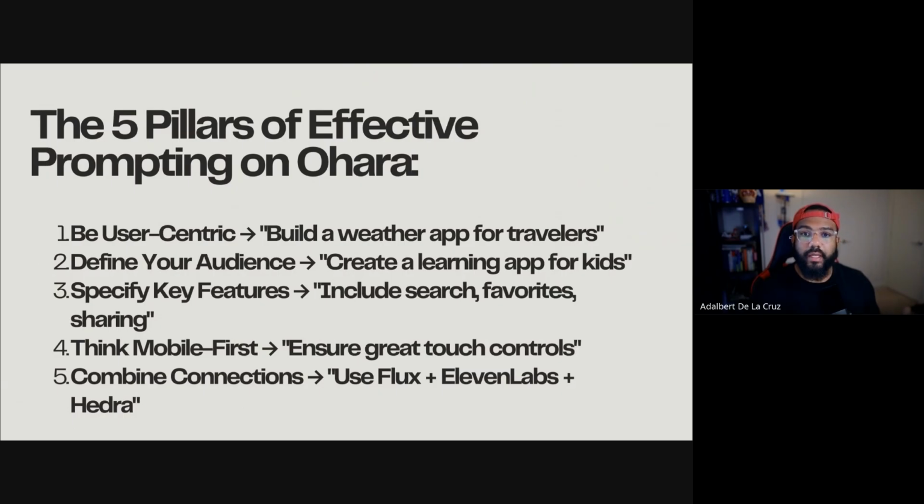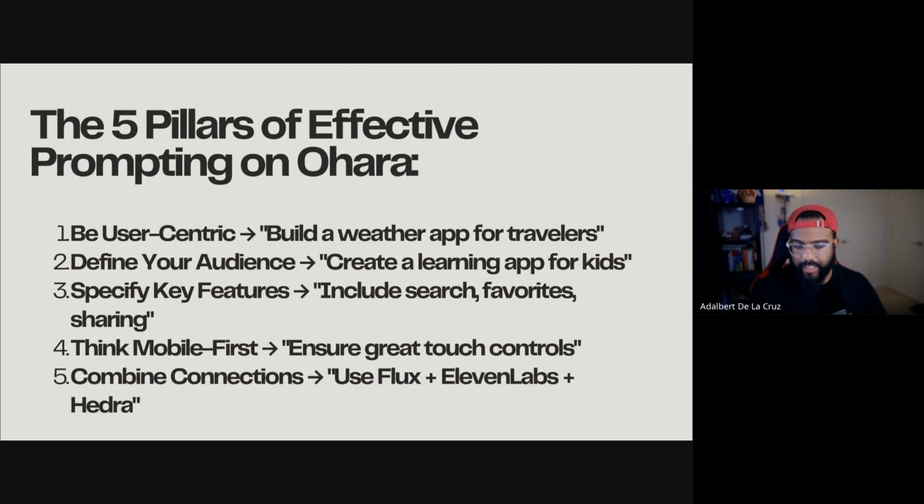Once you do that, you've defined your audience, as I mentioned, right? Who is it for? Create a learning app for kids, create a learning app for bilingual folks, create an app for people who are neurospicy. Whatever the use case is, define your audience in that prompt. Specify key features, right? Like, let's say include search or favorites for sharing, or include AI that allows you to create more images, right? Specify those key features for those users and add it into the prompt.